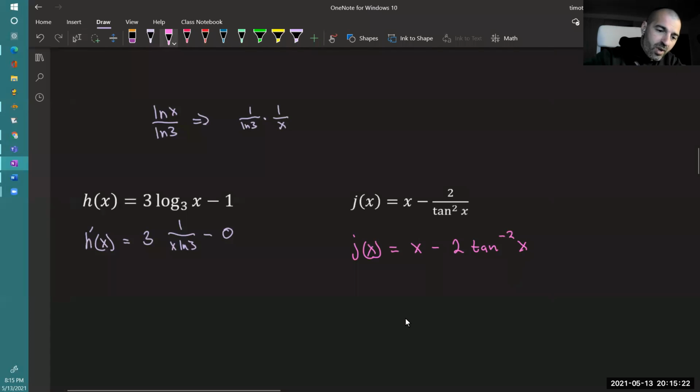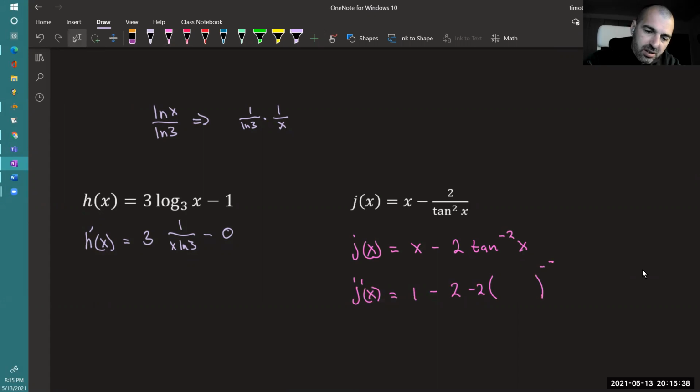So J prime of x: the derivative of x is 1, minus 2. Now this tan here is going to be a chain rule. So I'm going to write this as a negative 2 tan to the negative 3. I lowered my exponent and replaced my tan x in there. And now I have to multiply, according to the chain rule, by the derivative of tan x, which is secant squared x. And so that's our thing there.